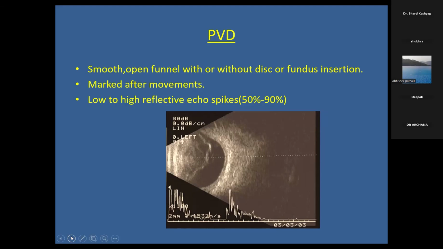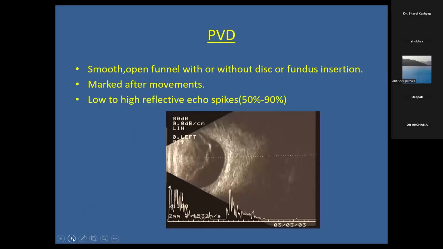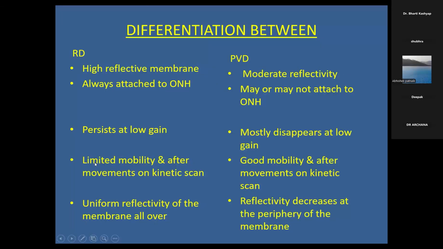They have a marked after movement. So here, whenever the membranes are very undulating, they have very rapid after movements. Whenever we ask the patient to move their eyes upwards or backwards, the movements of these membranes are very high, and we can distinguish this from retinal detachment, as the after movements are very restricted in those cases. Here also low to high reflective echo spikes are present. And the next slide gives you a differentiation between retinal detachment and PVD.